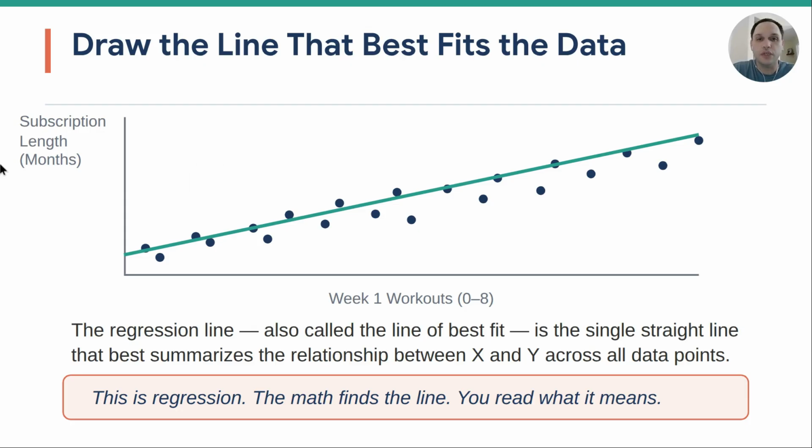Now regression draws a line through that scatter of dots, specifically the line that minimizes the total distance between itself and every data point. That's the regression line, also called the line of best fit. It's the single straight line that best summarizes the relationship across all the data. Some dots will be above it, some below, but no other straight line would be closer to all the dots on average. The math finds this line automatically. You don't need to draw it by eye. Your job is to read what it means.